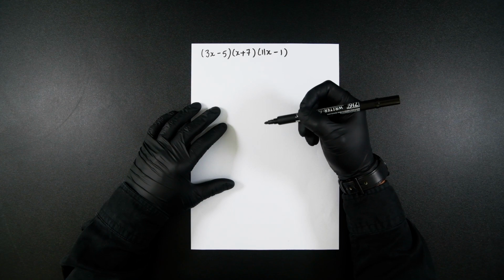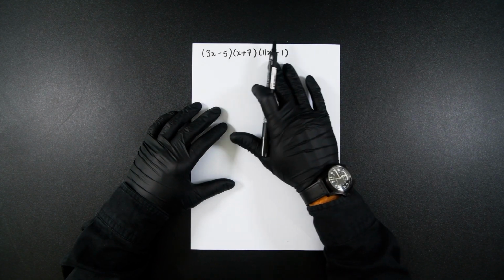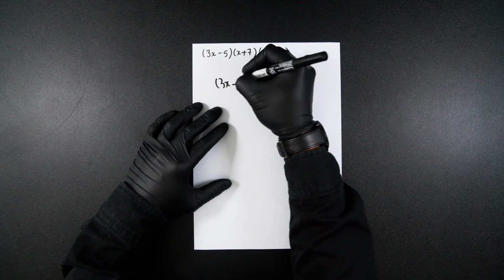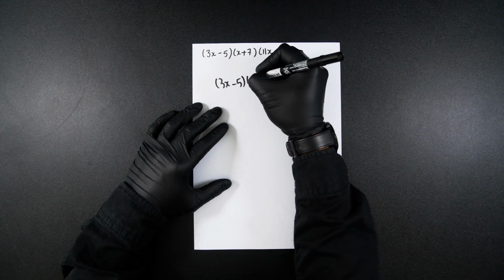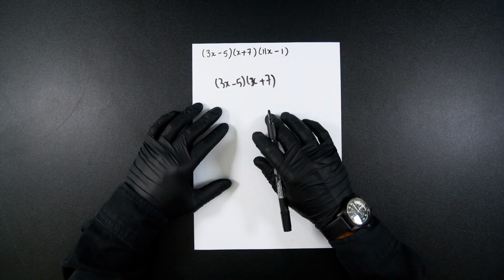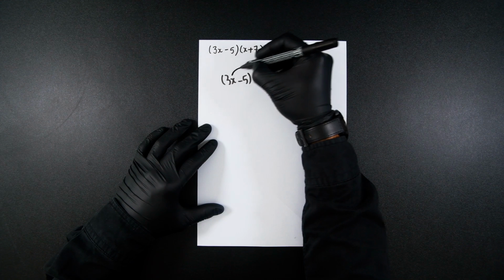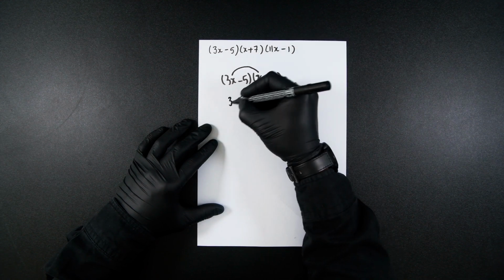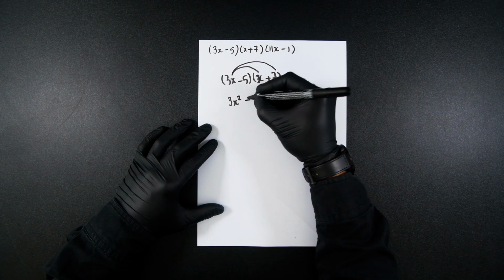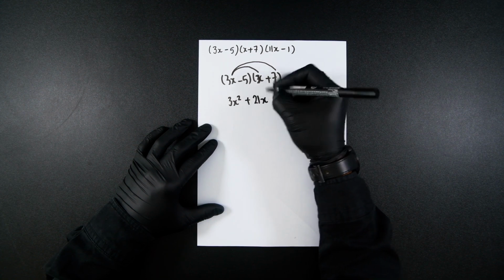Let's do the same thing again. So let's firstly ignore this third part and just take the first two parts. We can now expand the brackets. So 3x times x is 3x squared. 3x times 7 is 21x.